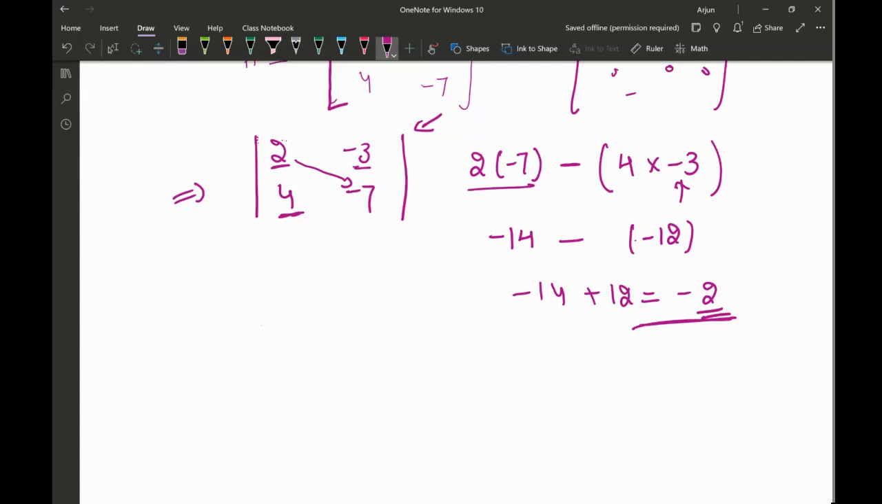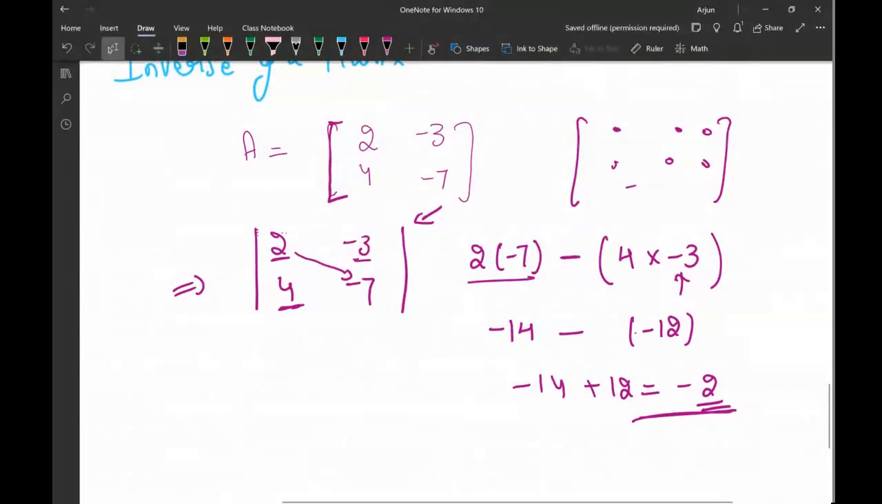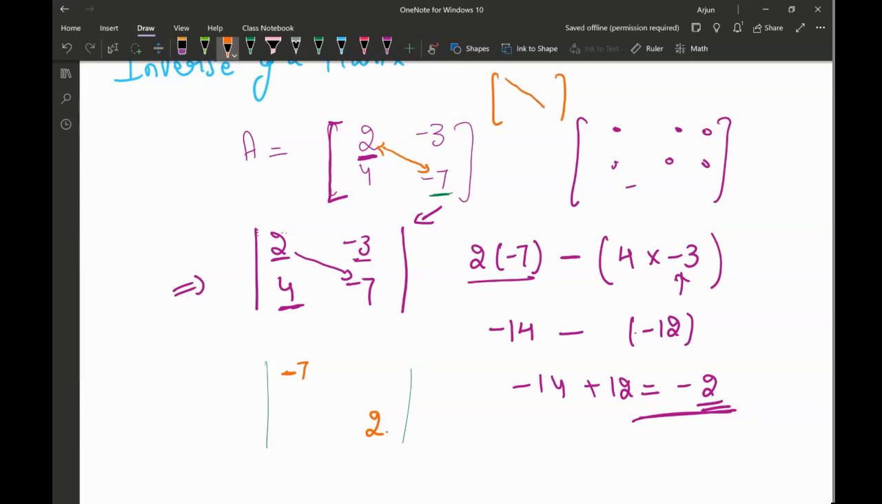What we're going to do is flip the terms. This 2 will change its position with this minus 7, so minus 7 will be on top here, and 2 will go down here. The diagonal elements of a 2 by 2 matrix will swap their positions.